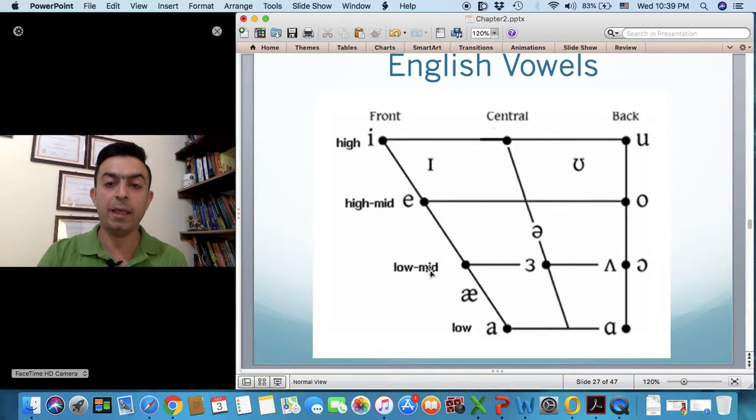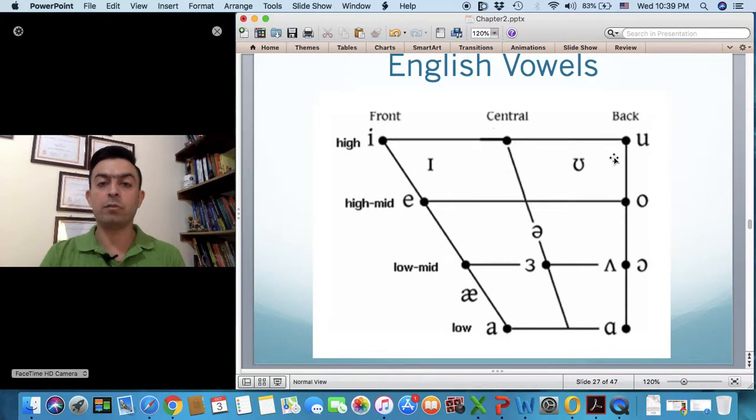This is the a, this is the e. This is the schwa, which is the weakest vowel in all languages. And this is the o. So these are only for English, these are all the English vowels. We have three other vowels. These are diphthongs, and we're going to be talking about them, of course.